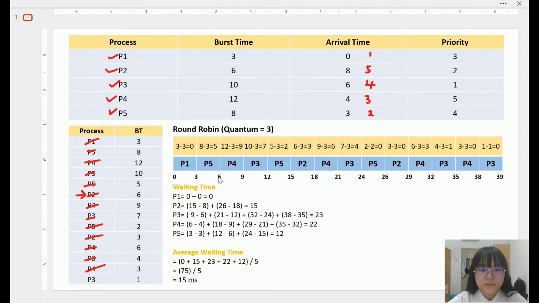For process 4, 6 minus the arrival time, and 18 minus 9, 29 minus 21, 35 minus 32, we get 22. And for the last one, process 5, 3 minus 3, and 12 minus 6, and 24 minus 15, and we get 12. The average waiting time is the sum of the waiting times divided by 5, and we get 15. That's all from me.